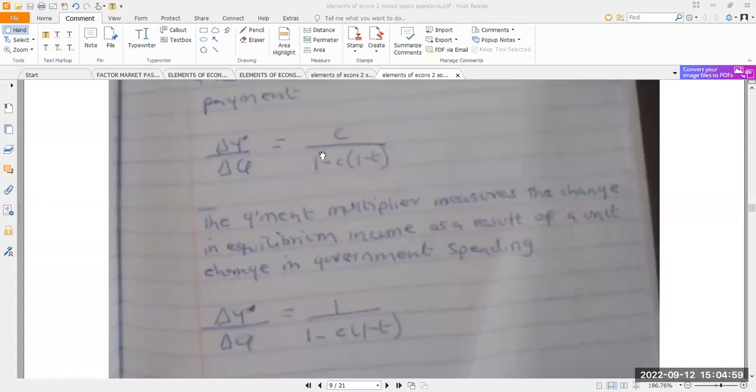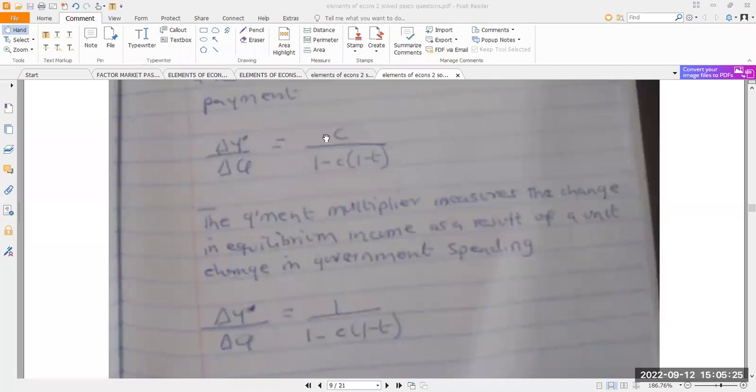Always. You can prove this by using some numbers for C and T. Assuming C is 0.6, T is 0.2, fix them inside and see. You will see that the government spending multiplier is greater than the transfer payment multiplier. And now the question is, why is it so? Why is it so? This is the reason. It's part of the questions.